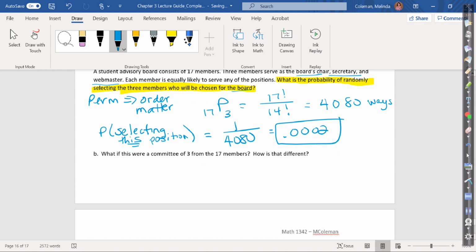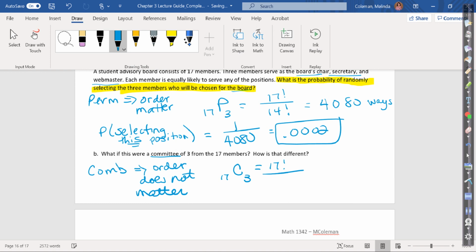So instead, what if it were a subcommittee made from 3 of the 17 members? How is that different? Well, again, this is a committee. The way they sit around the table does not matter. So this would be a combination where order does not matter. And if order does not matter, then I have 17C3, which would be 17 factorial over the 14 factorial times the 3 factorial.